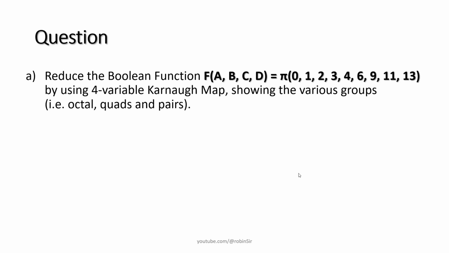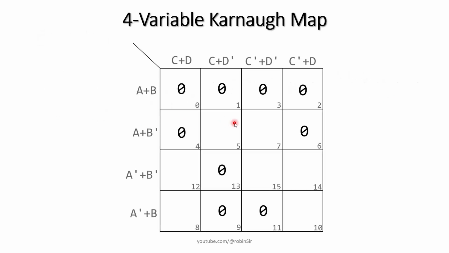When you notice this pi symbol, it means that we have to reduce it in POS, product of sums. And these are the numbers given, the max terms. By using a 4-variable KMap, showing the various groups, octal, quads, pairs, etc.